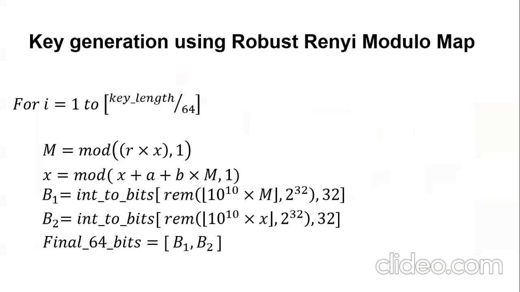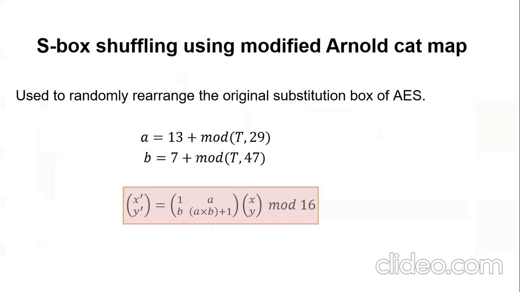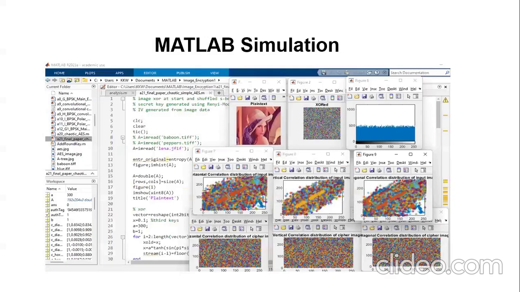The basic key of AES will be generated using Robust Renyi Modulo Map. The initialization vector, which is of 96 bits, will also be generated from the original image. The AES basic S-box will not be used as it is. It will be shuffled using the modified Arnold cat map and used for the AES encryption method.